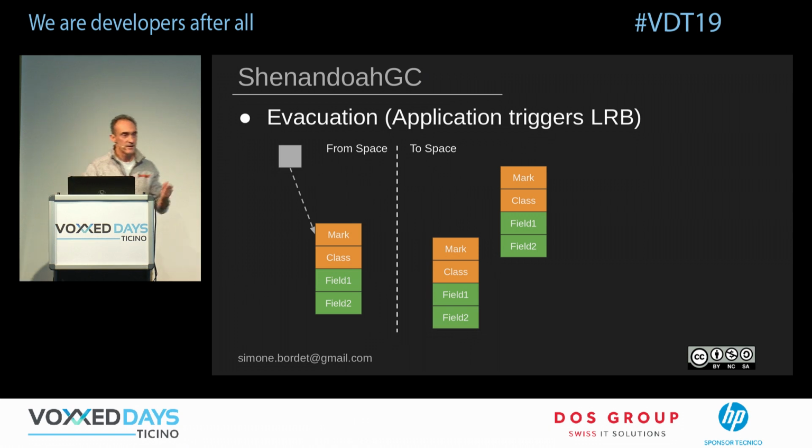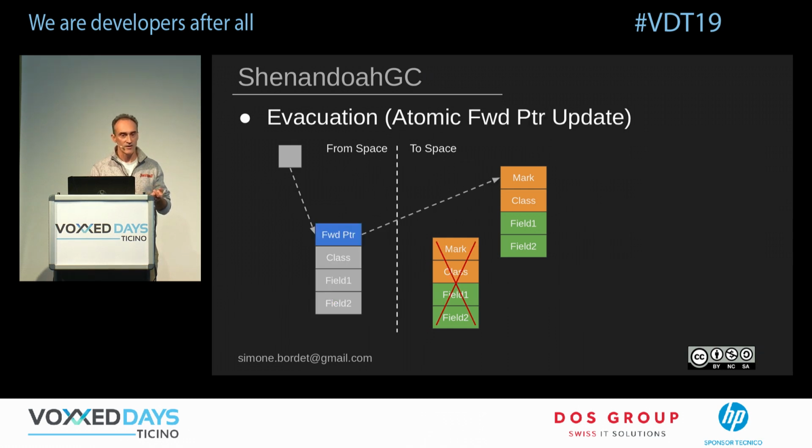But then they will do this atomic operation, which is what? They will need to install the forward pointer in here. And they will both compete to write that particular place of memory at the same time. And only one of them will win. So in this case, the application wins, and so the copy of the garbage collector gets thrown away, and the application copy has won.